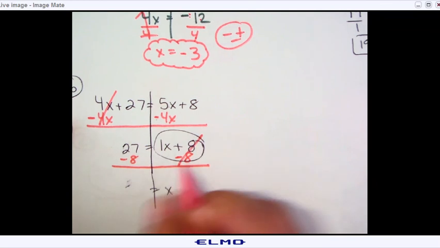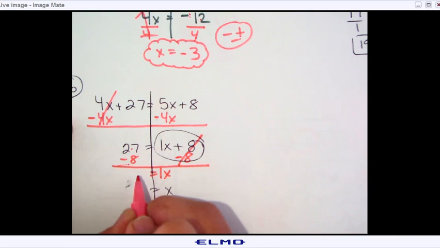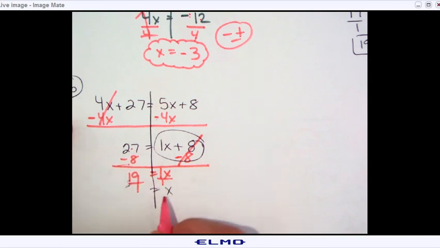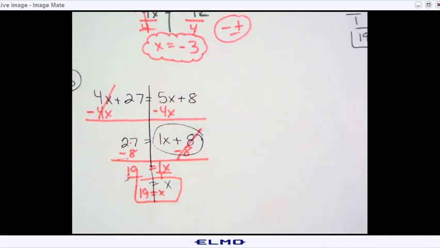And then you get 0. And then you get 1x equals 27 minus 8, which is again 19. And then I could divide by 1. And x is 19. Same thing. And boom, there you go. See that? 30, right? There you go. Yeah, 19.